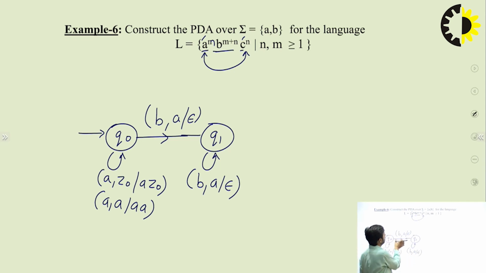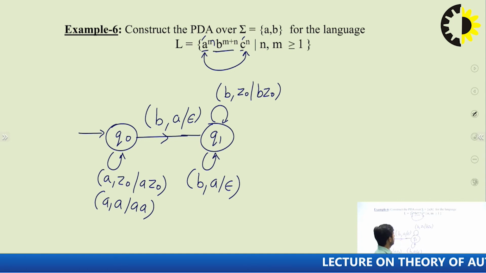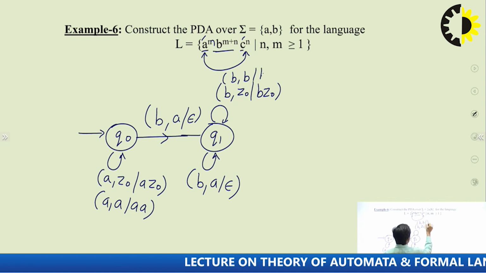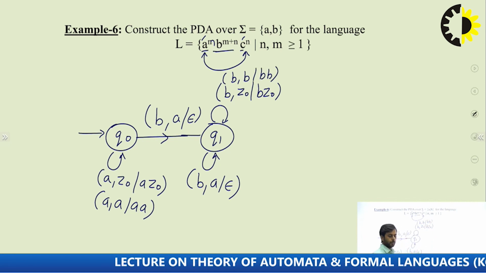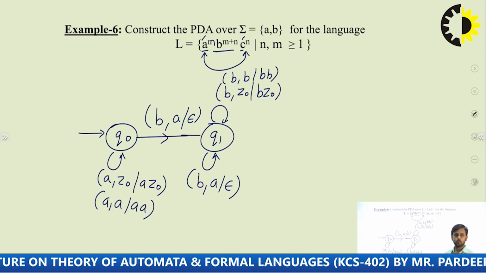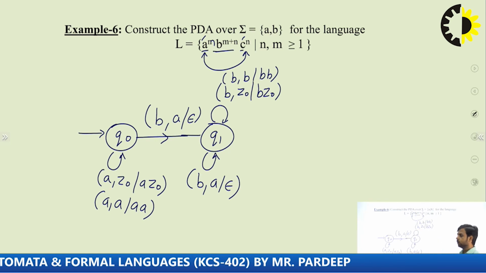Till now all the A's are over, all A's will be popped off, but B is still not over. Now input is B, top of the stack is Z0, we push B. Now again pushing B, input is B, top of the stack is B, we keep on pushing B. All the A's will be popped off corresponding to B. Now some B's are still there. Now we push all these B's.